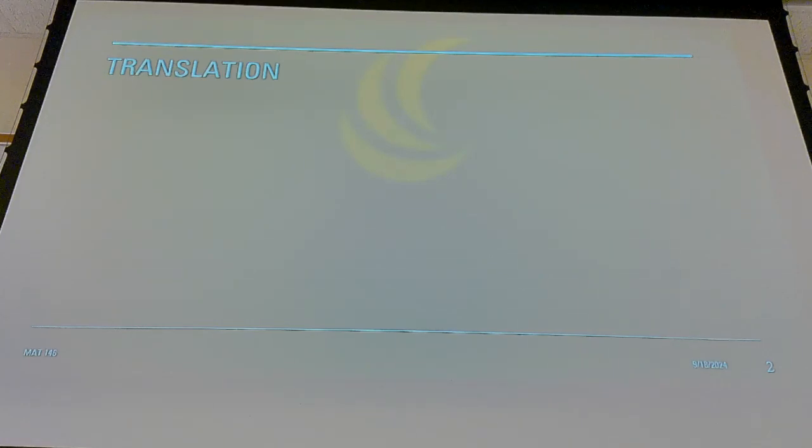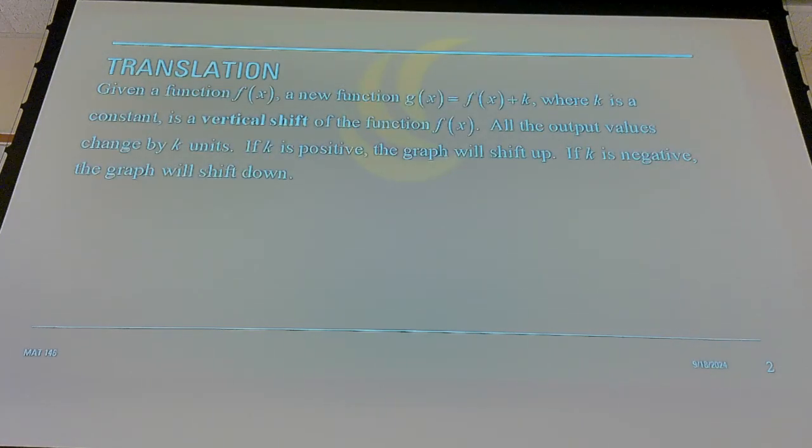Given a function f of x, a new function, g of x equals f of x plus k, where k is some constant, is a vertical shift or a vertical translation of the function f of x. All of the output values will change by k units. So a vertical translation is when you're adding some constant value to the output.